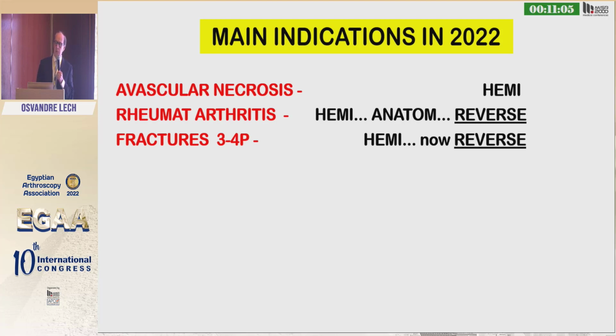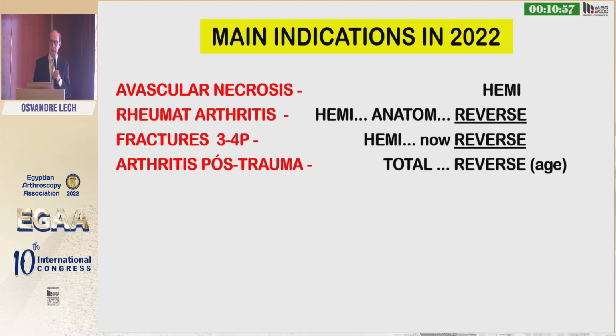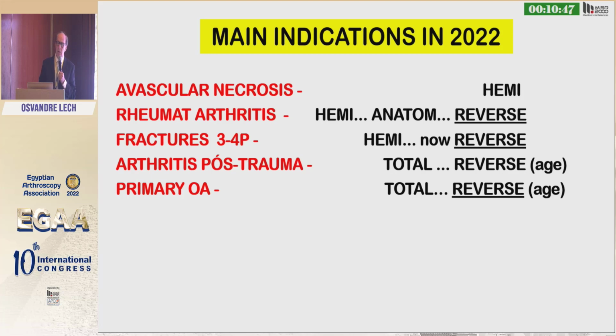3 and 4 part fractures, we will be discussing this in this room later on. Before it was Hemi, now reverse. Arthritis after trauma. Before I used to do total. Now depending on the age, I do reverse. And primary osteoarthritis, the same. Usually total is a great procedure, but if the patient is old, reverse.